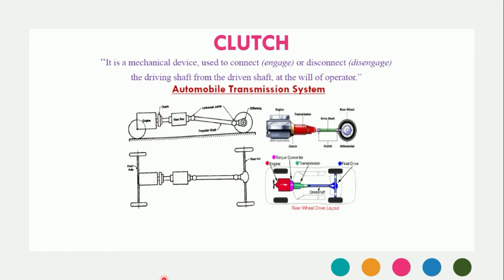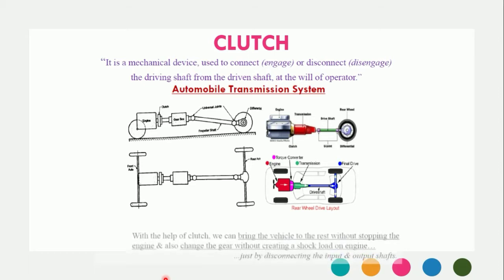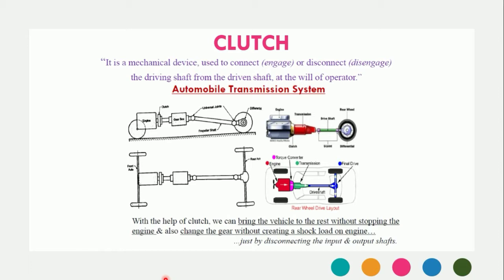Now apart from this transmission of power from engine to gearbox, what is the key role of this element, the clutch? Here we have its function. By means of the clutch, we can bring our vehicle to rest without stopping the engine, and the clutch can also allow us to change gear without creating a shock load on the engine. So with these two important functions, you have a clutch in your automobile. Let's move further with its brief classification.